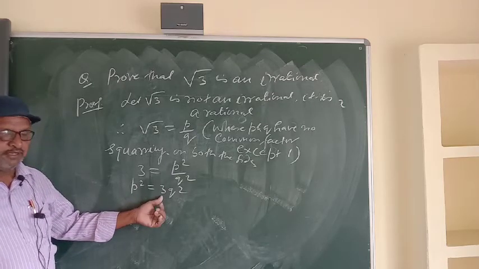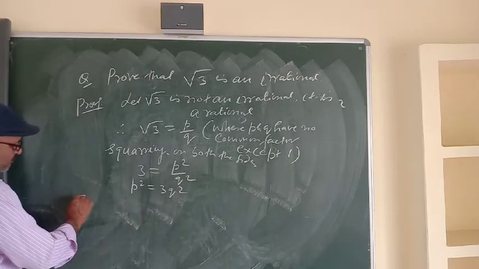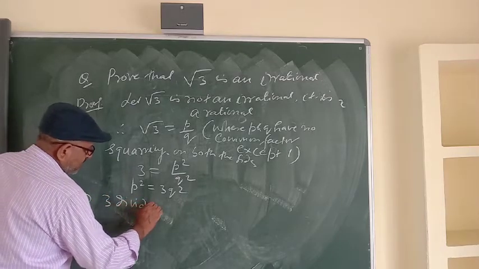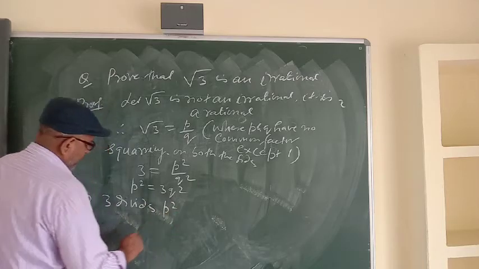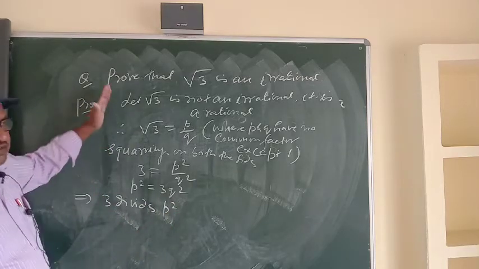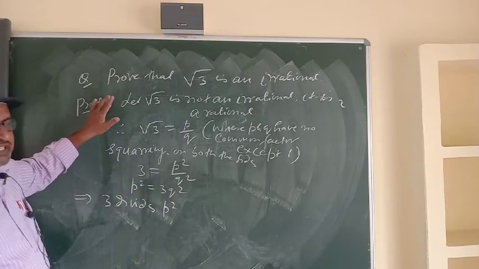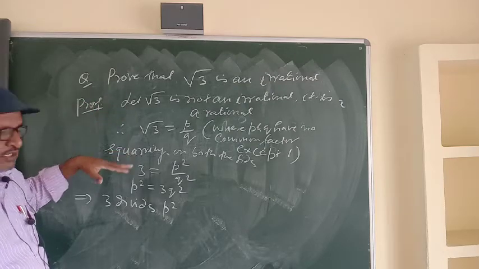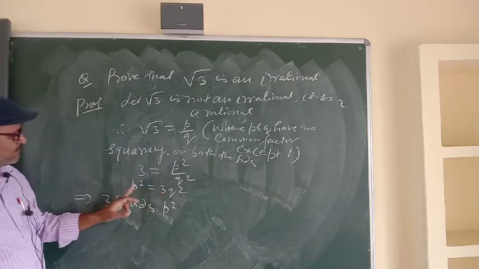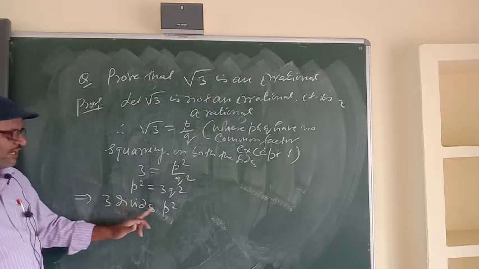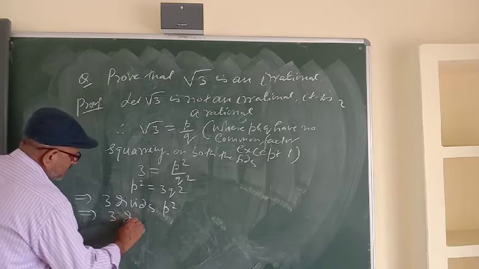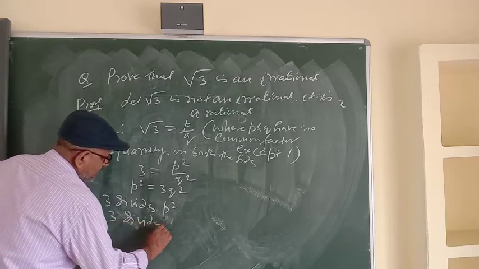3 is a prime number. So we can write here 3 divides p square. So by the first theorem, if p is a prime number and it divides a to the power n, then p divides a also. Here 3 divides p square, so 3 will divide p also. So this implies 3 divides p.